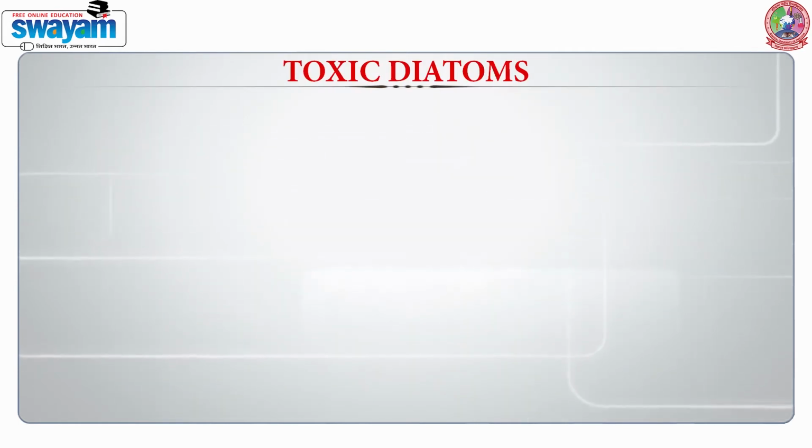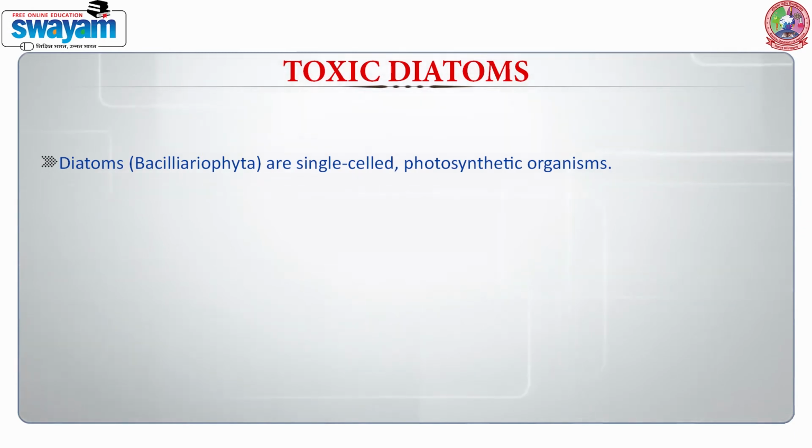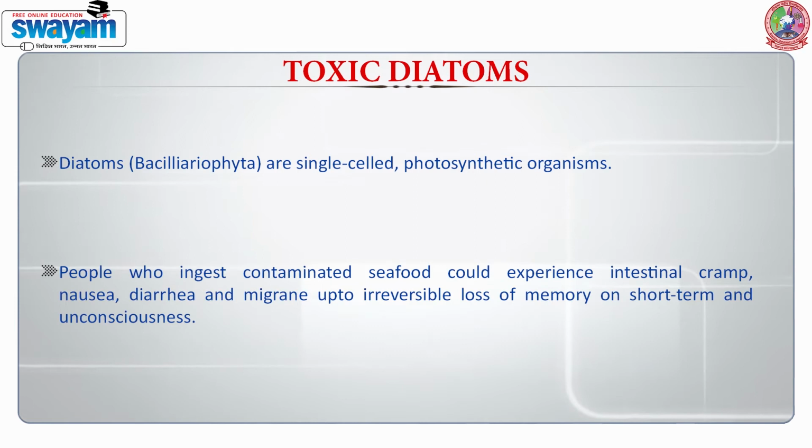There is another group of algae which are known as toxic diatoms. Toxic diatoms or Bacillariophyta are single celled photosynthetic organisms, and they cause contamination of seafood which results in intestinal cramps, nausea, diarrhea, migraine and irreversible loss of memory in the short term, and unconsciousness.